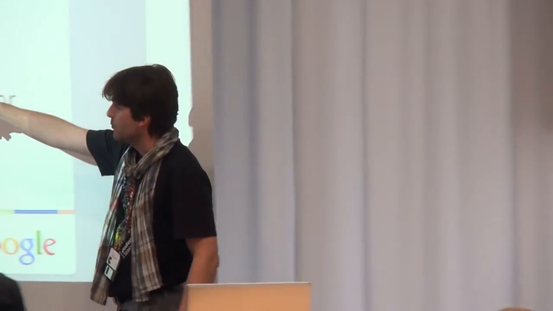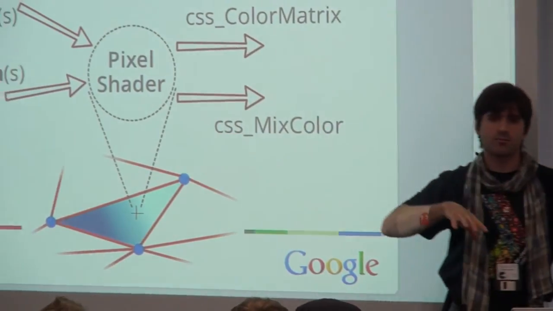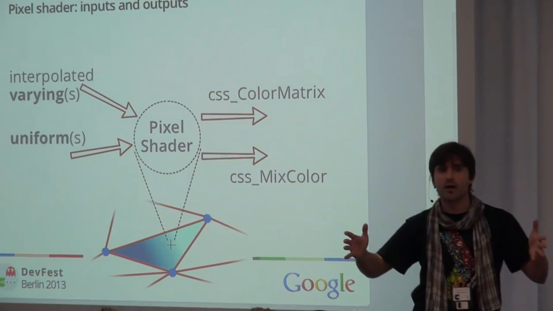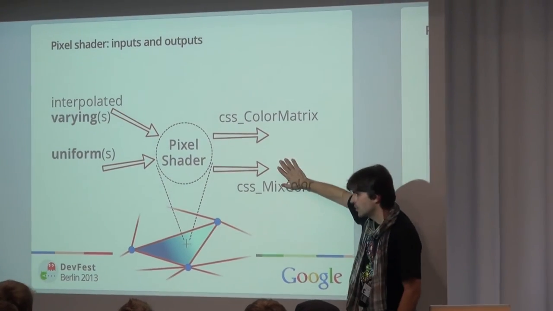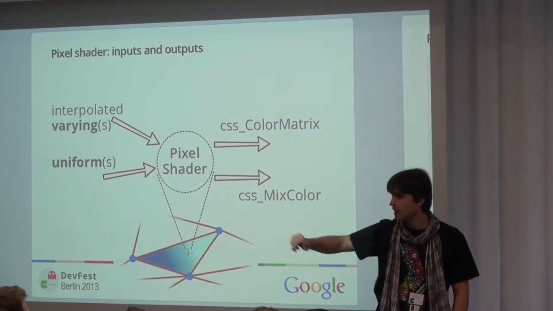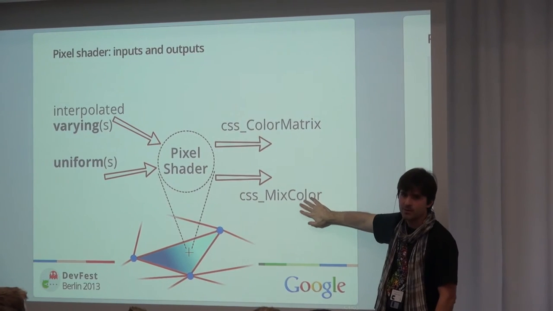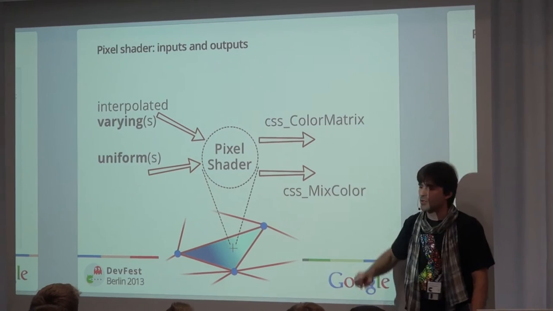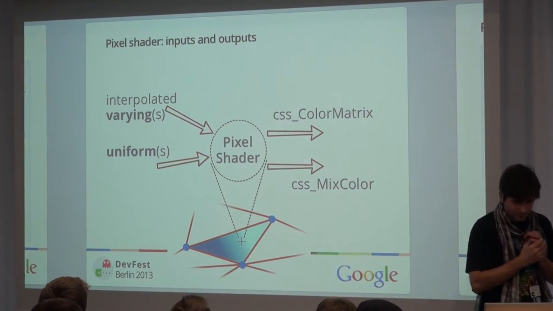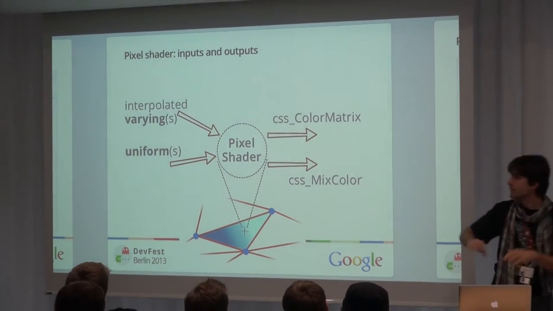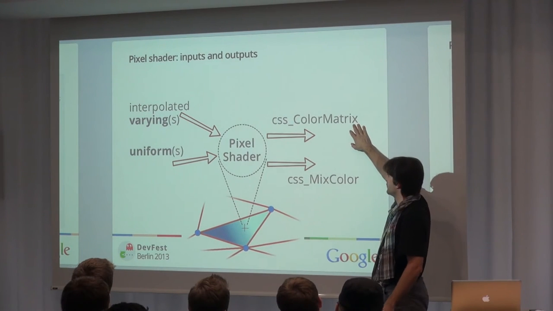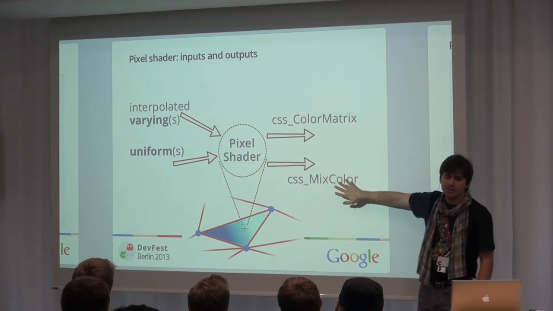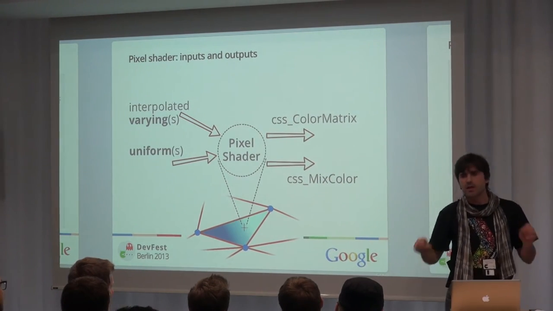Then you also get uniforms, the same uniforms as before. Those are constants per frame. And the goal here is to compute mostly one thing, the CSS mix color. Actually, you can also compute a color matrix. So how does this work? Let's forget about the color matrix for a moment. Let's just think about the mix color here.